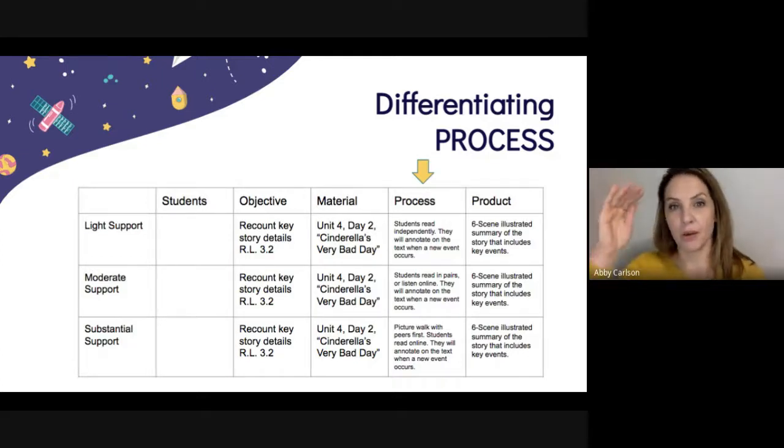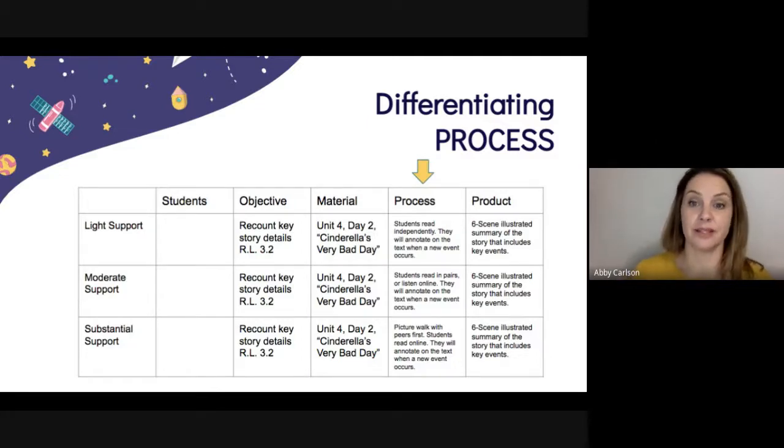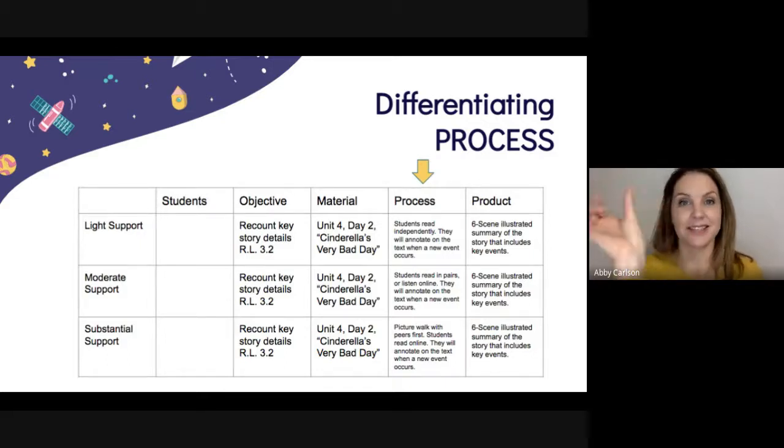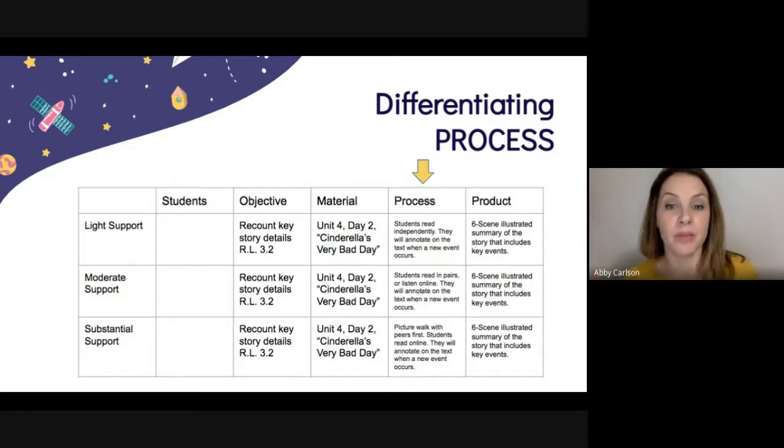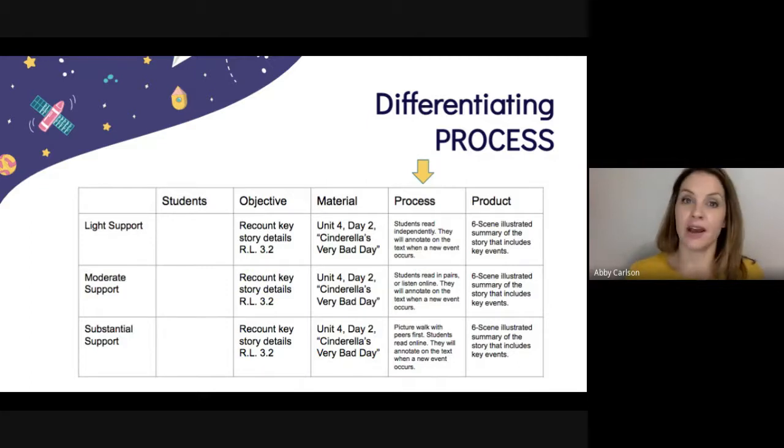So, part of how I will assess how well they understood this is all students are going to create the same product. They're all going to create a 6-scene illustrated summary of the story that includes key events. It's a drawing, 6 different boxes of events that happened in Cinderella's Very Bad Day. Now, this does not have a lot of room for differentiation, but it's a small look at how I can identify which area I'm differentiating on. For this one, just differentiating for process.